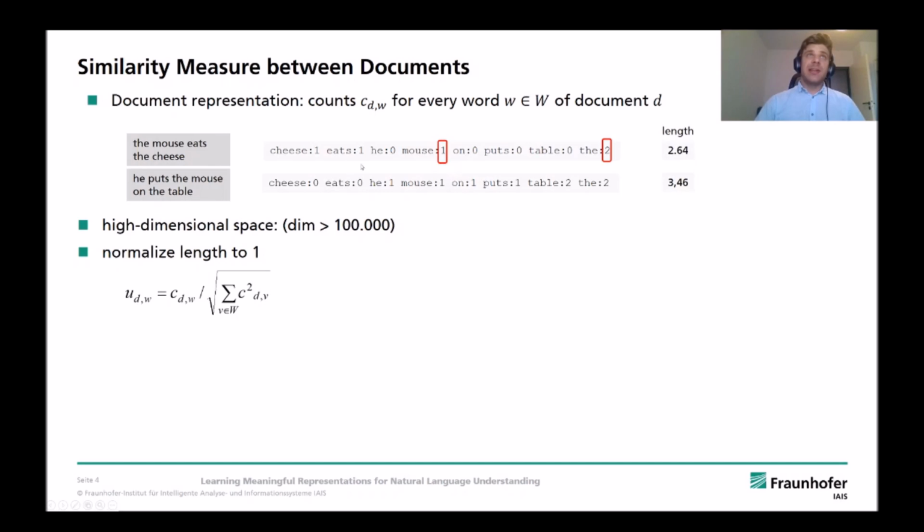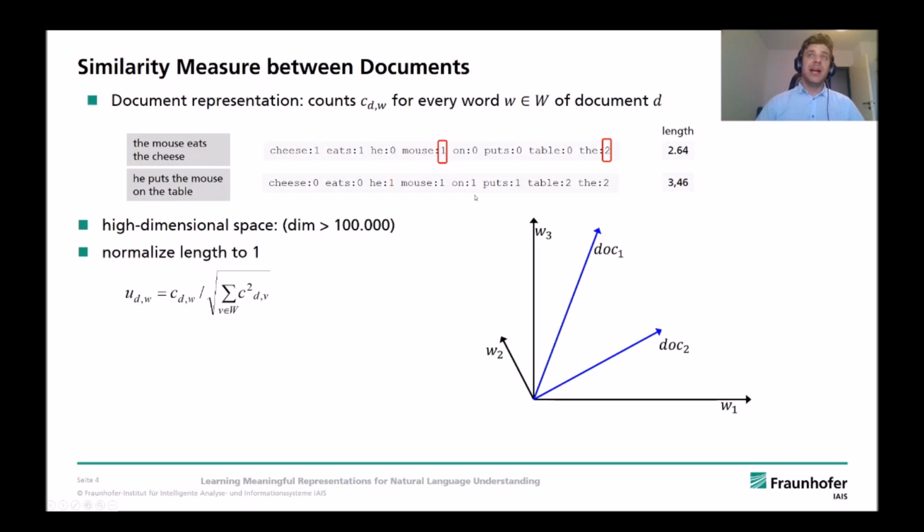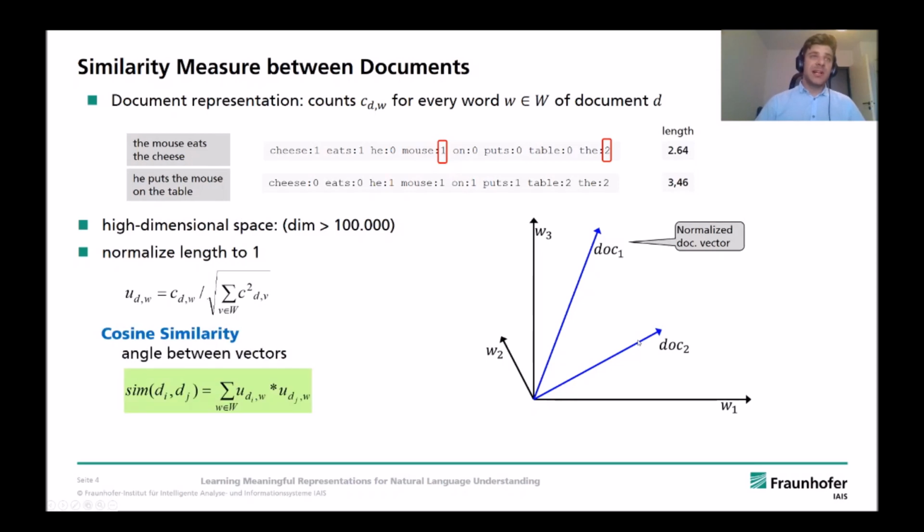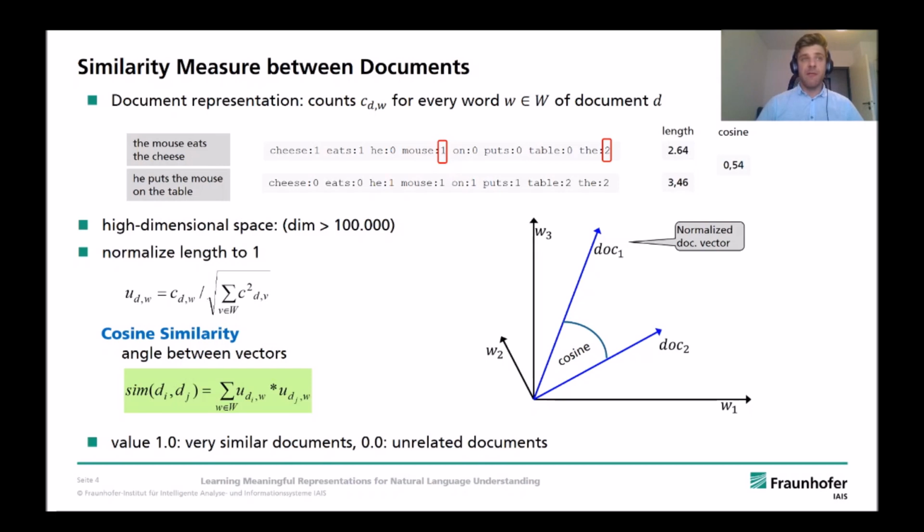If we do so, we get lengths for both vectors, and we normalize both vectors by the length, and then we get these normalized vector representations for document 1 and document 2. And we could, for example, calculate the cosine similarity. The cosine similarity would be an indicator for us as to how similar document 1 and document 2 are. If we get a value of 1, we know that the documents are the same, so they're very, very similar. If we get a value of 0, the documents are unrelated. We won't get negative similarities here because we don't have negative counts.